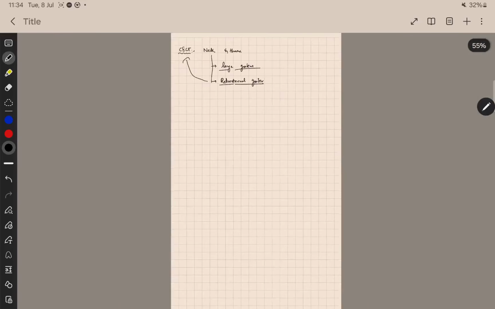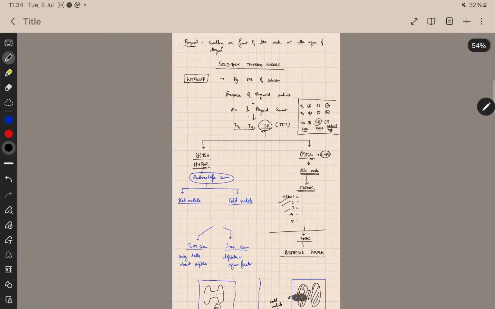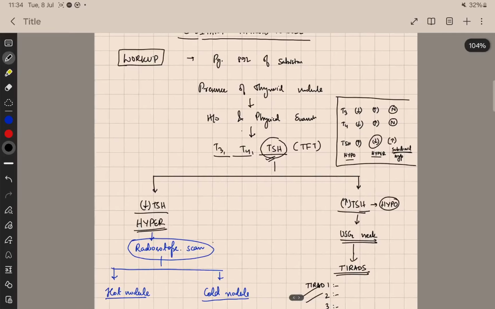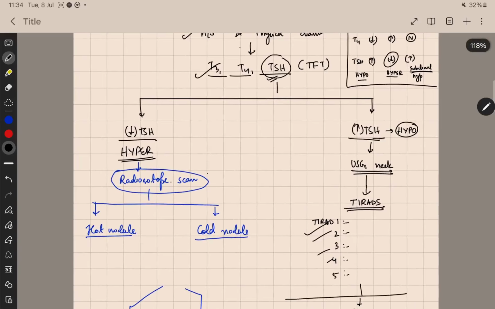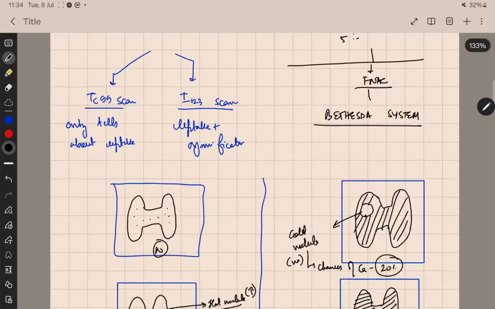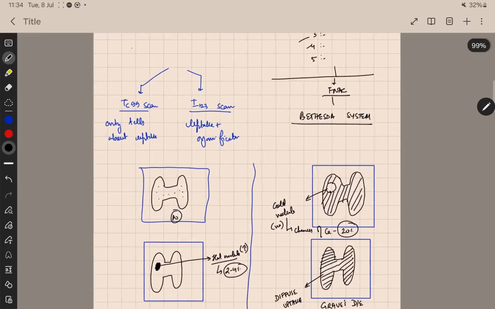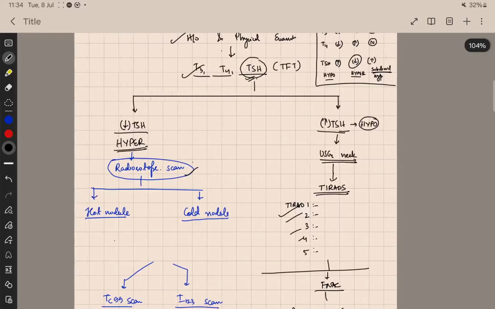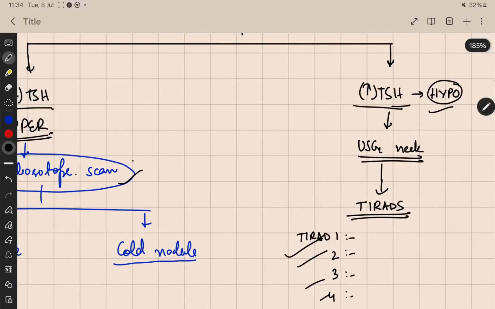So if we revise again, for a thyroid swelling, the first workup is history and physical examination, then T3, T4 and TSH. Followed by that, if TSH is low, then it is known as hyperthyroidism. Then we have to go for radioisotope scan. In radioisotope scan, it can be hot nodule or cold nodule. This is the hot nodule and cold nodule that I have told you. Further, if TSH is high, that means it is a case of hypothyroidism.